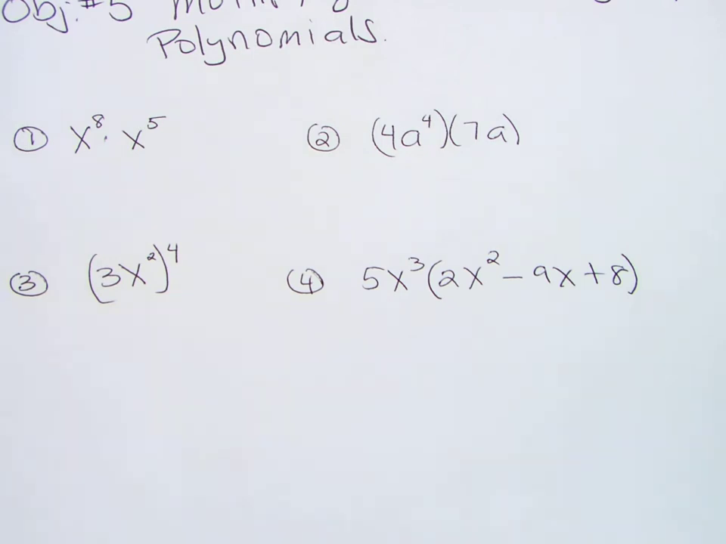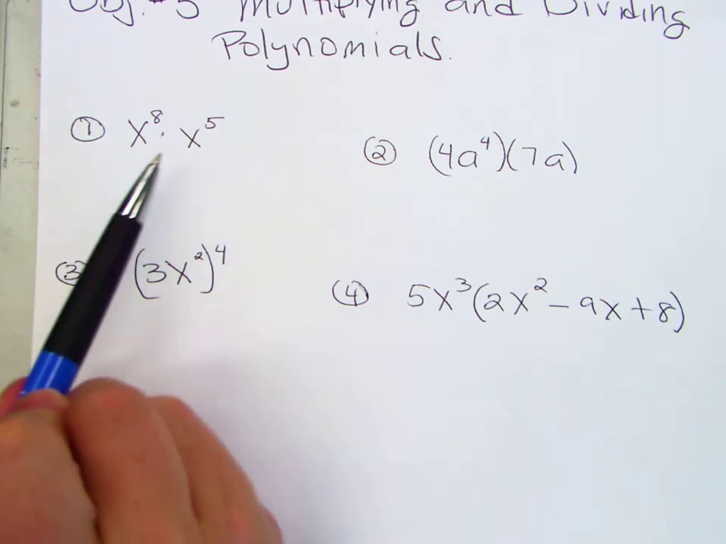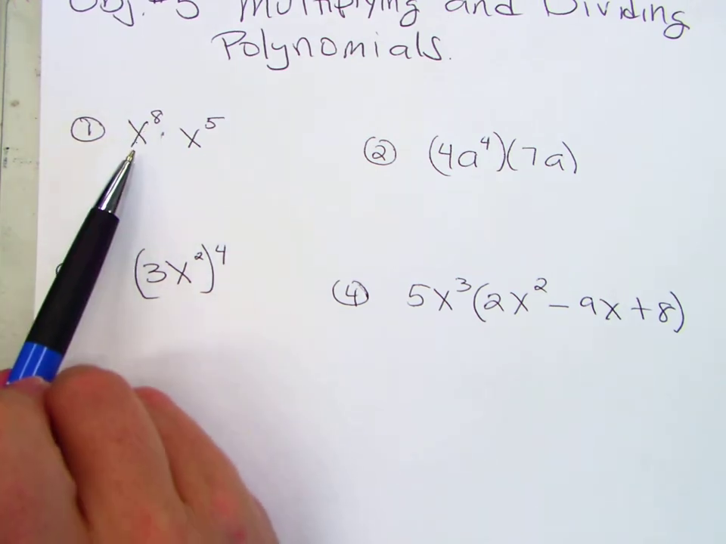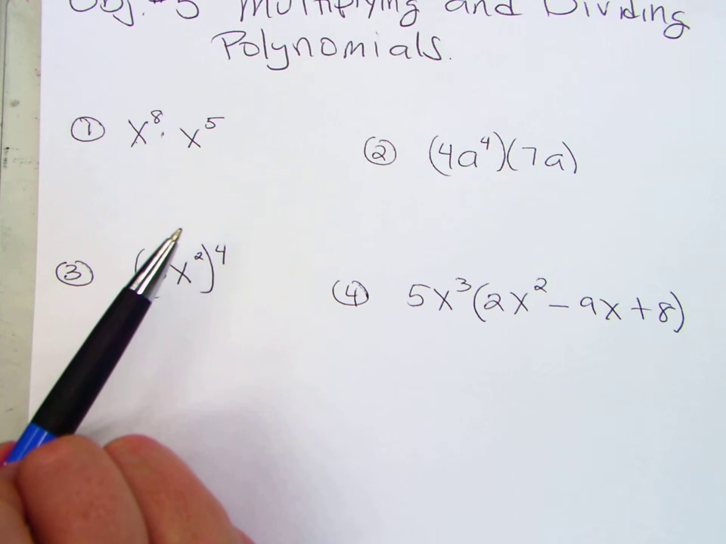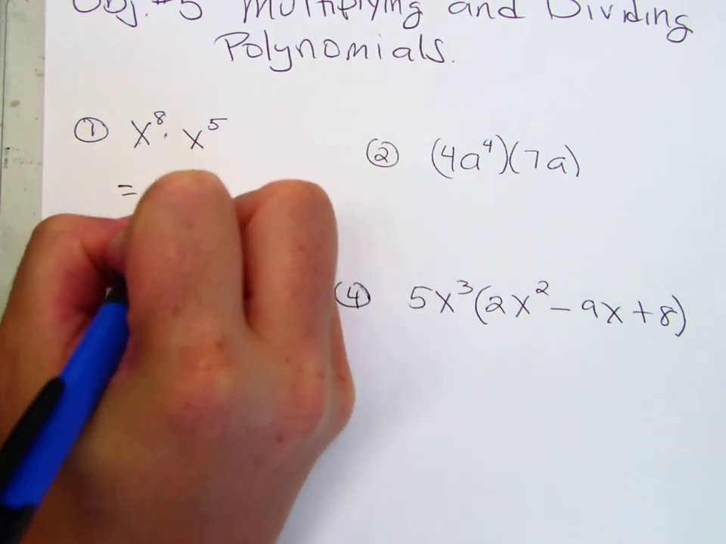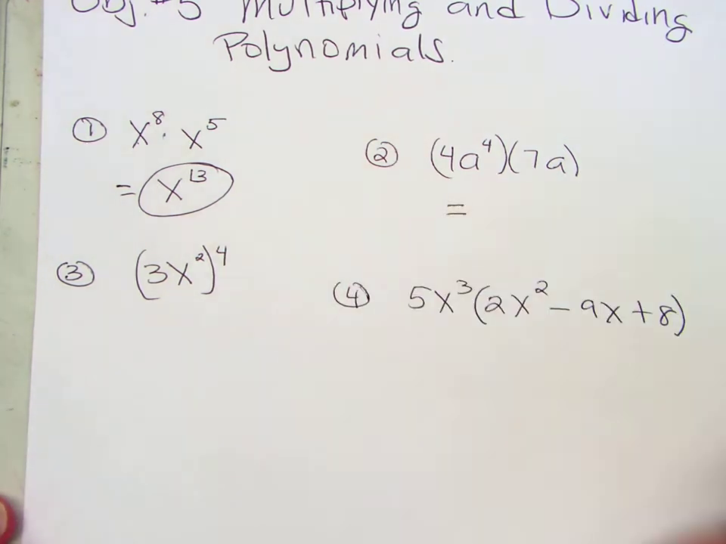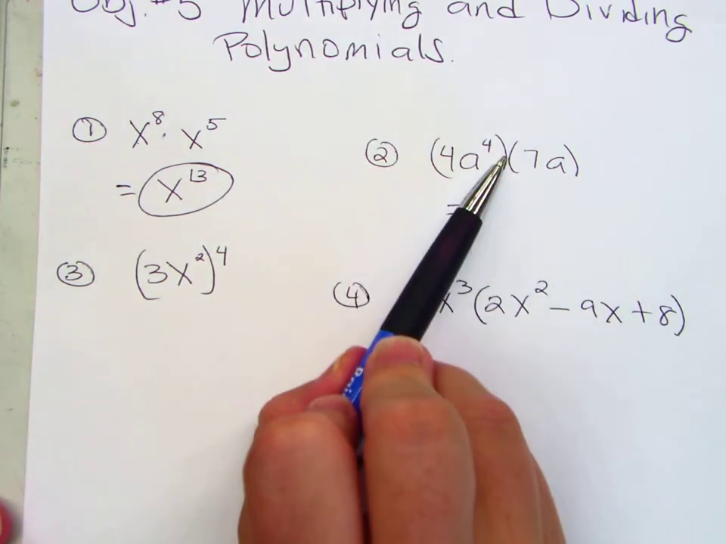So number 1 is just basic idea. What do you do to exponents when you multiply? Remember, x to the 8th means 8 x's. X to the 5th means 5 x's. So how many total x's do we have? 13. X to the 13th.